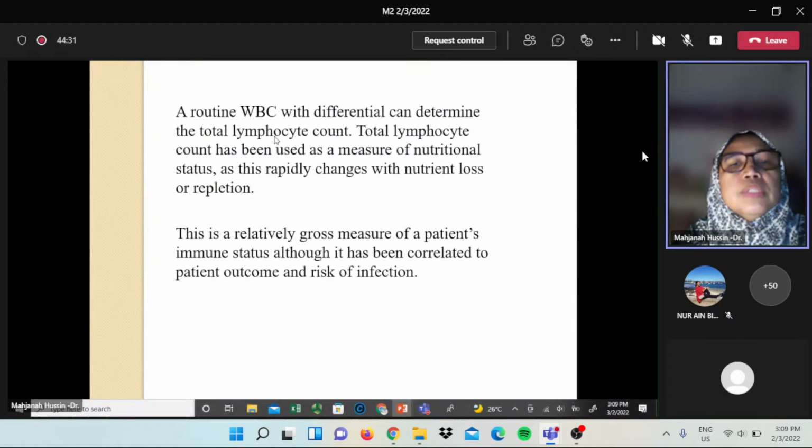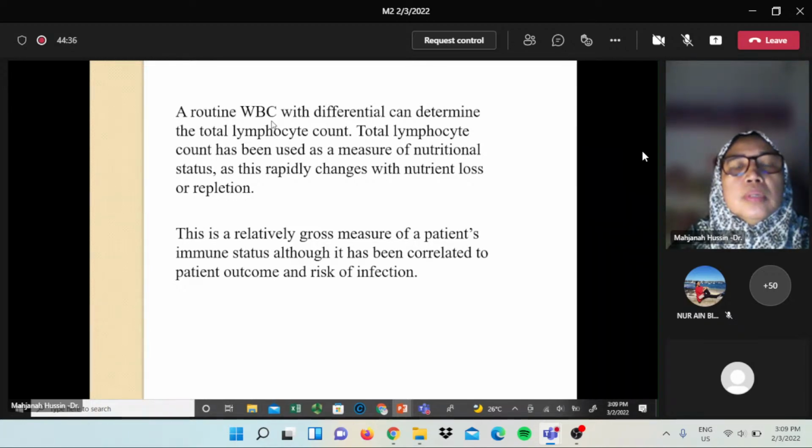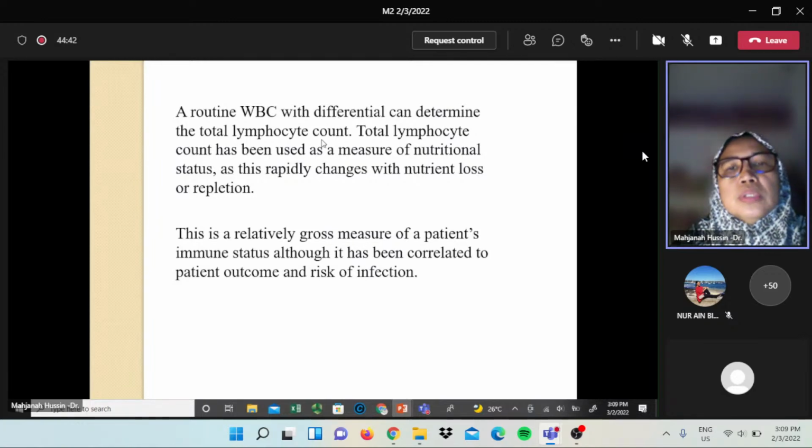So routine WBC, which is white blood cell count, differential can determine the total lymphocyte count. Total lymphocyte has been used to measure nutritional status, because less white blood cells will point to a very poor nutritional status. That means if your diet is very poor, you get sick more, just because your white blood count is very little.